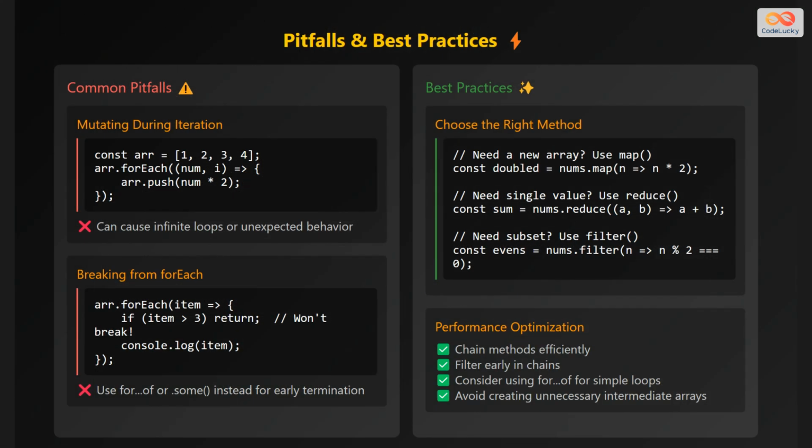Let's discuss some important pitfalls to avoid. Never modify an array while iterating over it. This can cause unpredictable behavior. Remember that forEach can't be broken out of; use for...of or some if you need early termination. For best practices, choose the right method for your needs. Map for transformations, filter for selections, and reduce for accumulations. And remember to consider performance by filtering early in method chains.